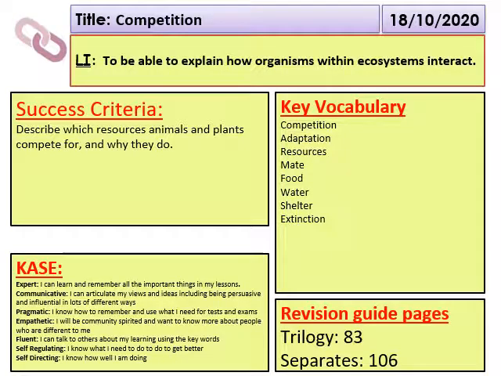As I said, this lesson is all about competition. By the end of this lesson, you should be able to explain how organisms within ecosystems interact. Now, I've given you the success criteria again and a list of key vocabulary to help you with the lesson. And at the bottom of this slide, you'll find the revision guide pages that link to this lesson.